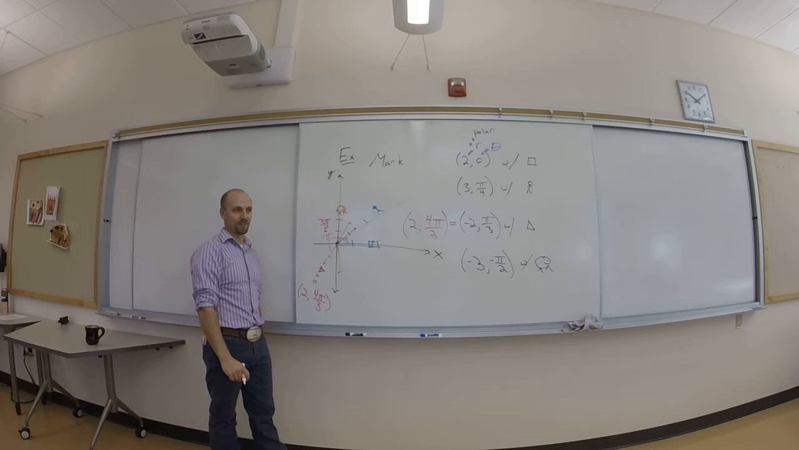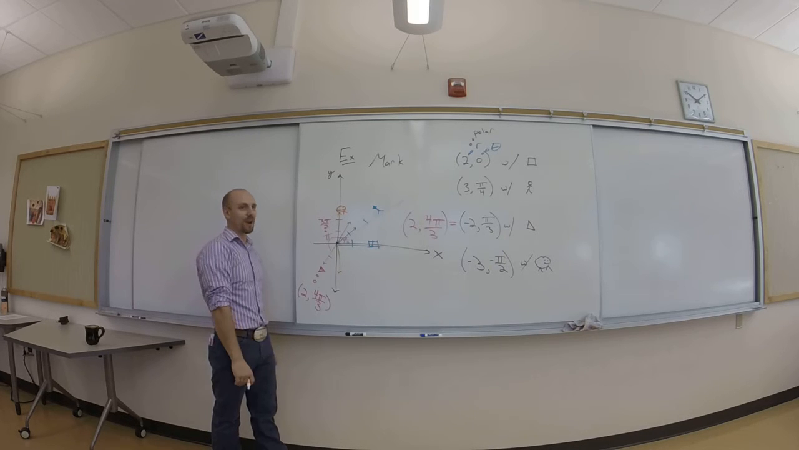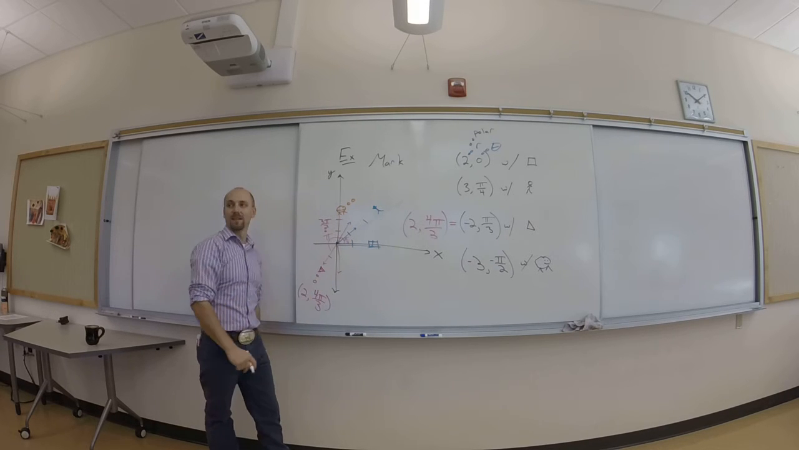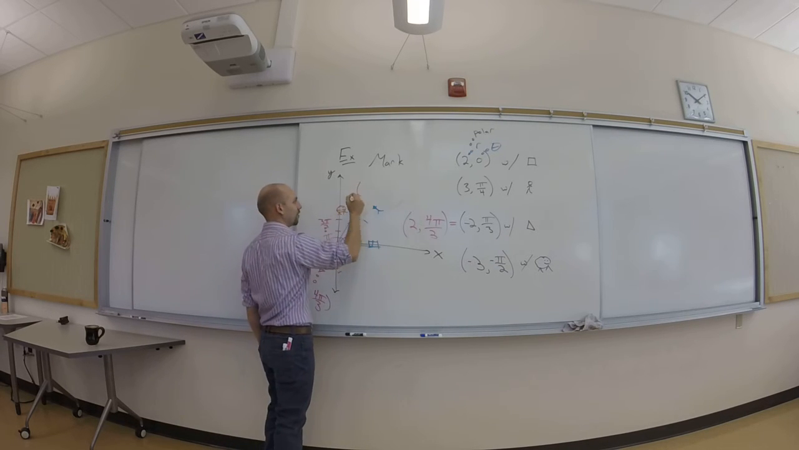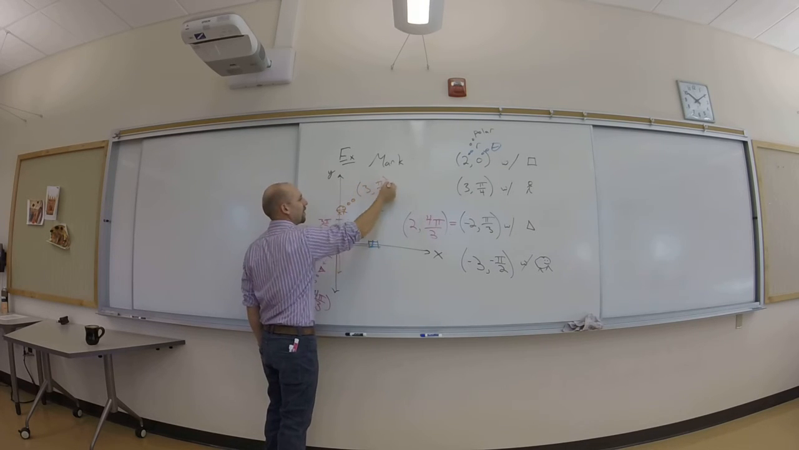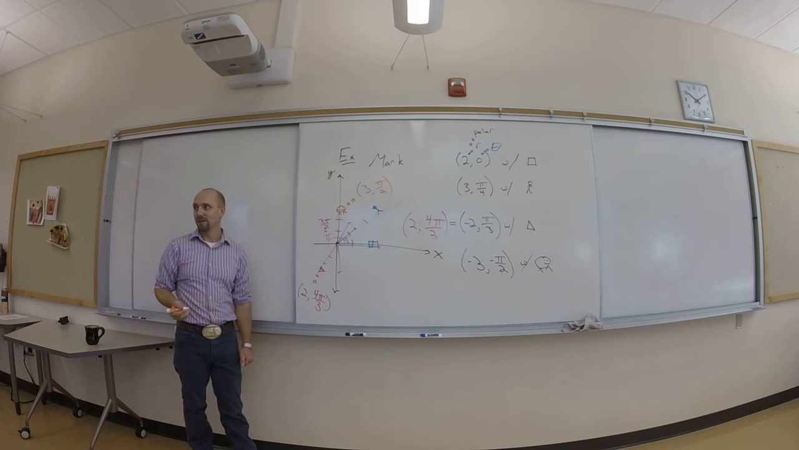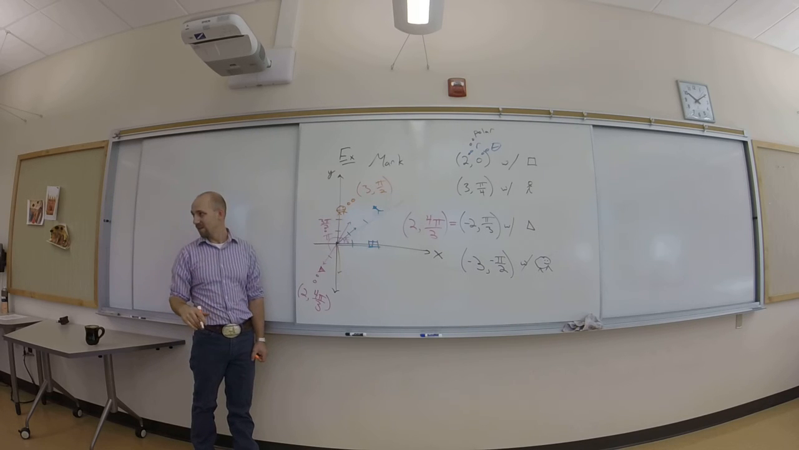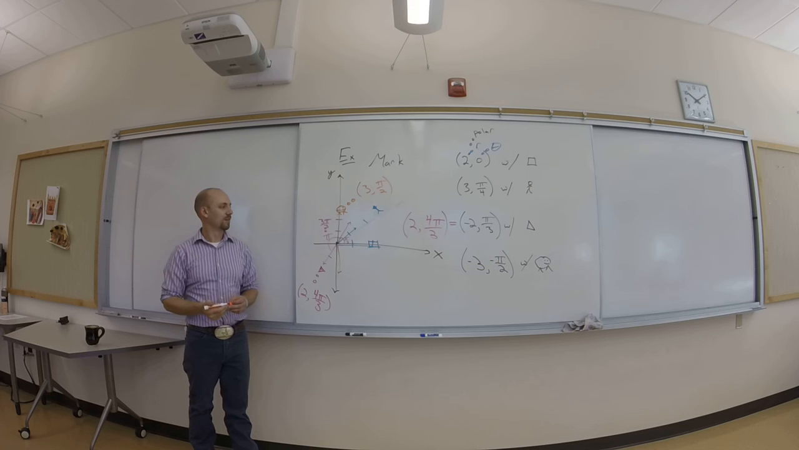Questions, concerns? How else could you write that one? You could write it as 3 comma pi over 2. See that? 90 degrees and then up 3 units. For funsies, can we do one where r is positive and theta is negative? Sure.